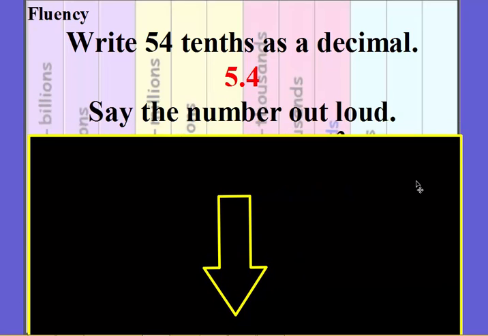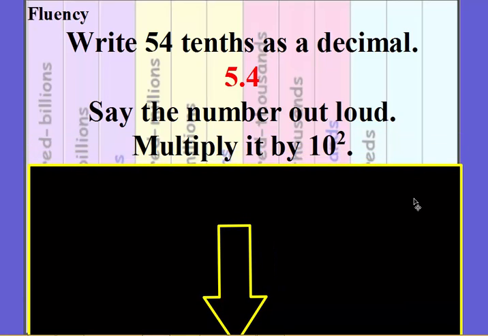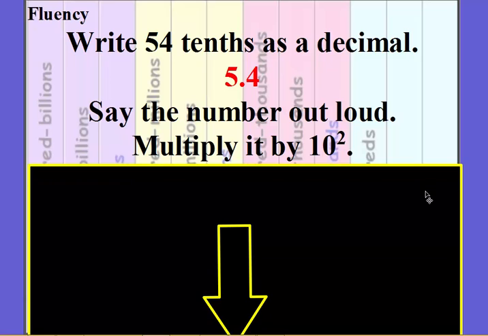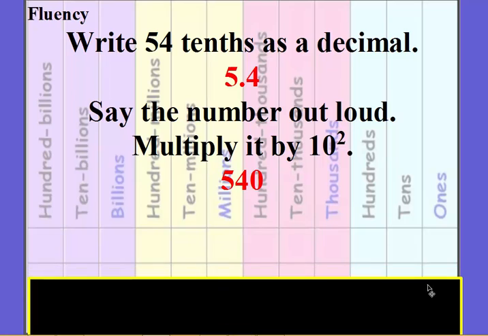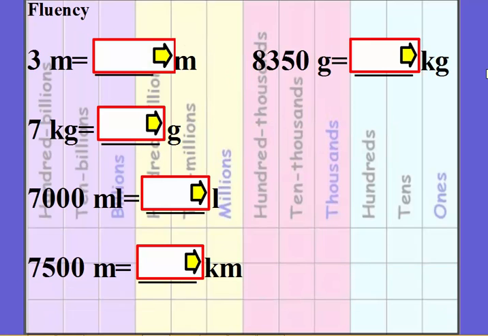Okay, so let's try this next one. Say the number out loud. 5 4/10. Multiply it by 10 squared. So what would that be? Well, I'm taking it 2 place values, so it's 540. Okay. See if you can do these ones.